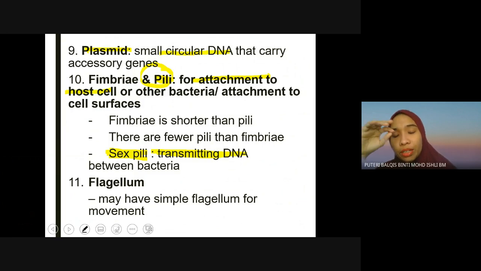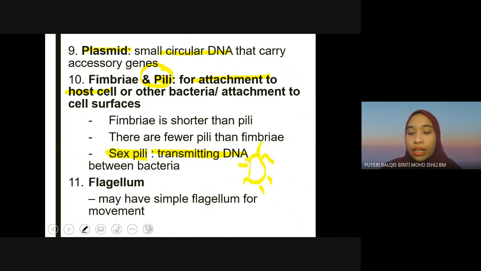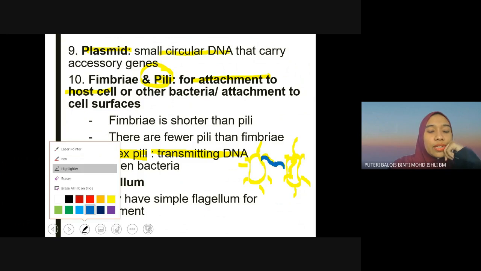Okay, reproduction. Okay, for process asexual reproduction, they will use sex pili. So what happen is, okay, this is prokaryotic A and this is prokaryotic B. So this is flagellum. So they will be connected through sex pili. So dia akan connect dengan sex pili. Between each other, they will connect and they will transfer the DNA between bacteria. Right?